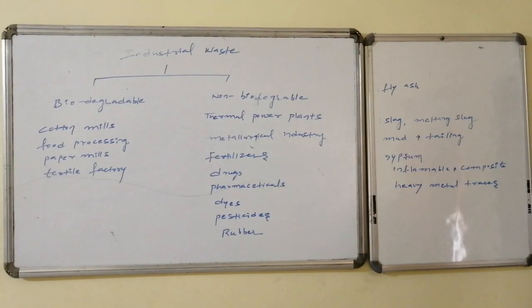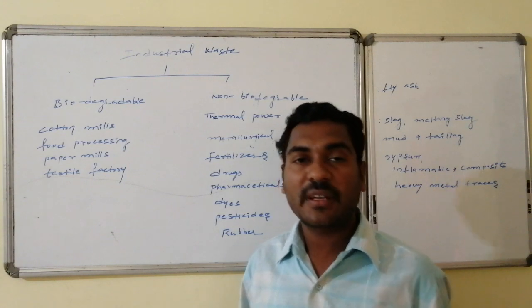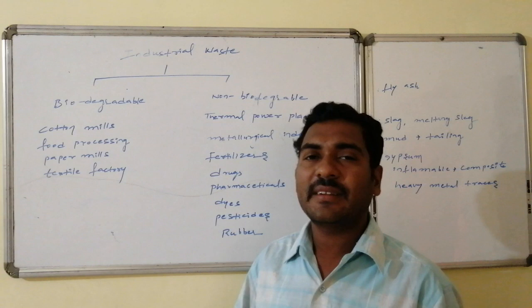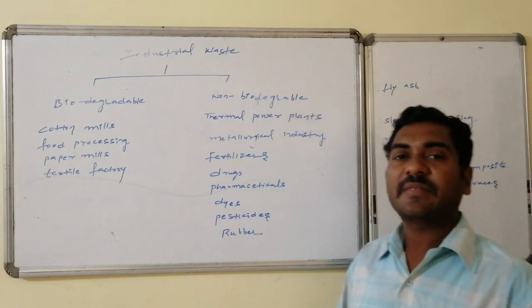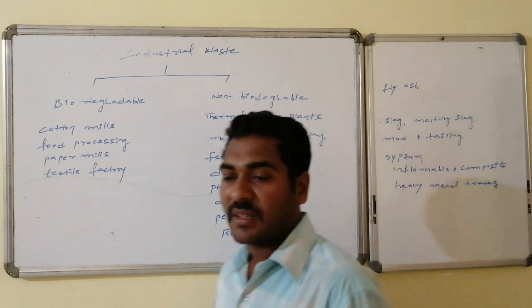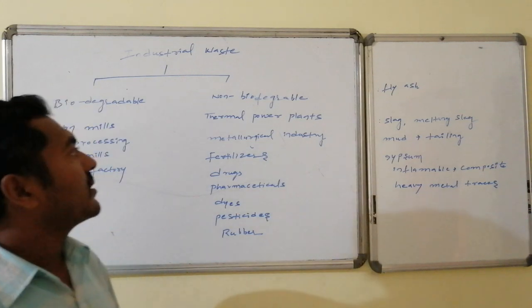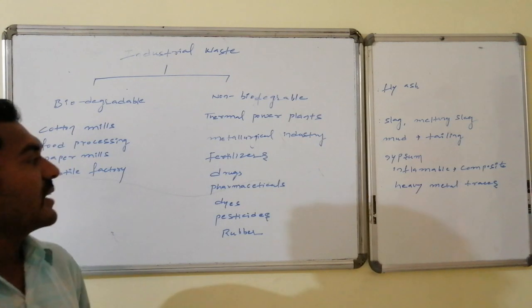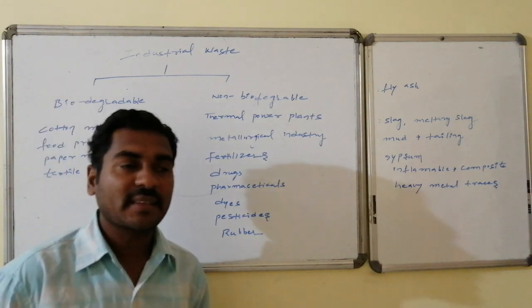The next one is industrial waste. Industrial waste is divided into two categories: biodegradable industrial waste and non-biodegradable industrial waste. The biodegradable industrial wastes are generally released from cotton mills, food processing units, paper mills as well as textile factories, etc. Whereas non-biodegradable industrial waste includes thermal power plant byproducts and those from metallurgical industries, fertilizers, drugs, pharmaceuticals, dyes, pesticides as well as rubber industries, etc.